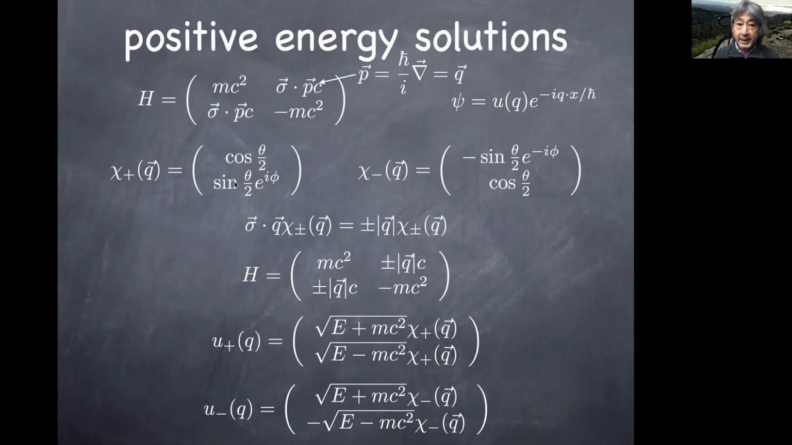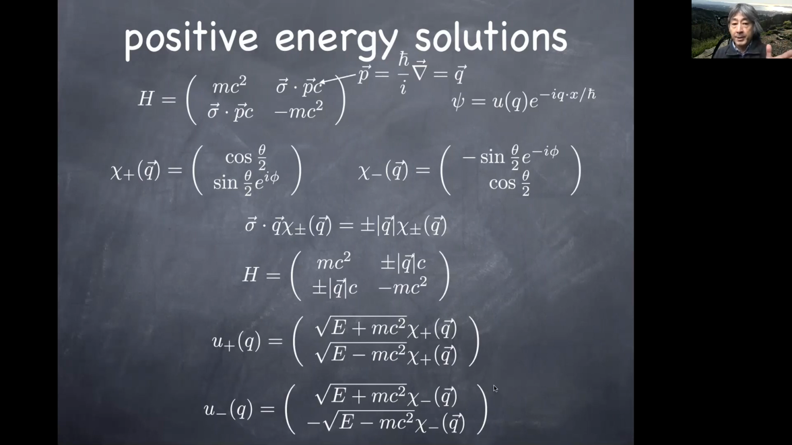And chi plus has this combination of cosine theta over 2 and sine theta over 2. When you use the momentum vector in the z direction, then chi plus is (1, 0). And that's the solution you find in the homework problem, (1, 0, 0, 0). When you take again the z-axis, chi minus is (0, 1). So that's a solution of (0, 1, 0, 0). That's the other positive energy solution.